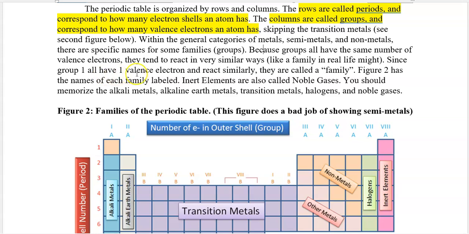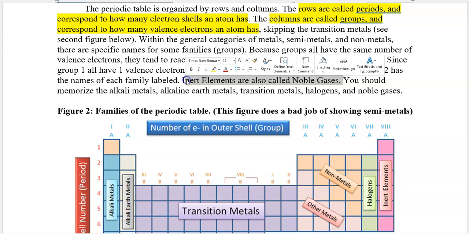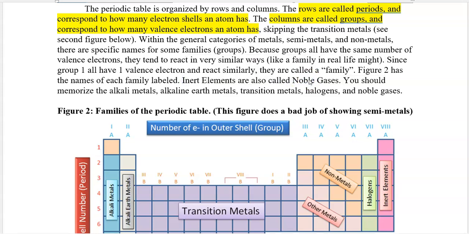Since group 1 all have 1 valence electron and react similarly, they're called a family. Figure 2 has the names of each family labeled. Inert elements are also called noble gases. When you hear me talk about them, I'll always say noble gases, because that's how I was taught. You should memorize the alkali metals, alkaline earth metals, transition metals, halogens, and noble gases.